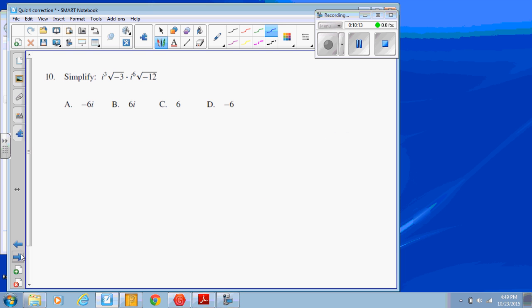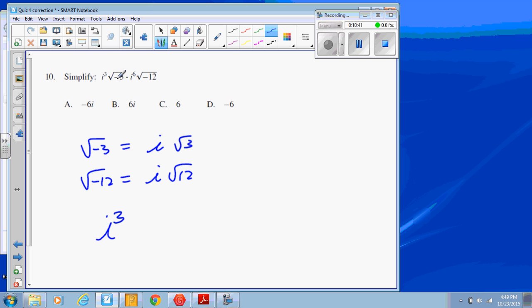Okay. For this one, again, it's confusing because we have i's and we have square roots of negatives. So I'm going to simplify a few things. First of all, the square root of negative 3 is i times the square root of 3. And the square root of negative 12 is going to be i times the square root of 12. And for now, I'm just going to leave it as the square root of 12. Eventually, I'll have to take things out, but right now I'll do that. So now I have i to the third. That's right here.